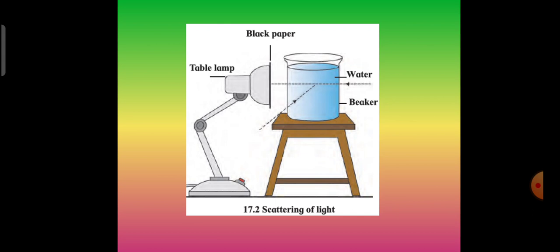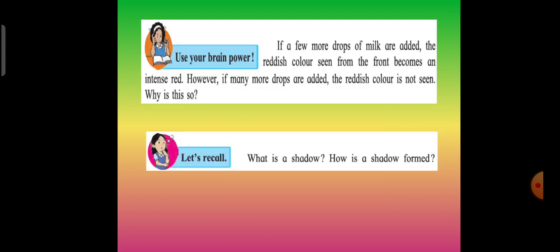Use your brain power. If a few more drops of milk are added, the reddish color seen from the front becomes an intense red. However, if many drops are added, the reddish color is not seen. Why is this so? You can give it a thought for some time. We'll come back to this question.